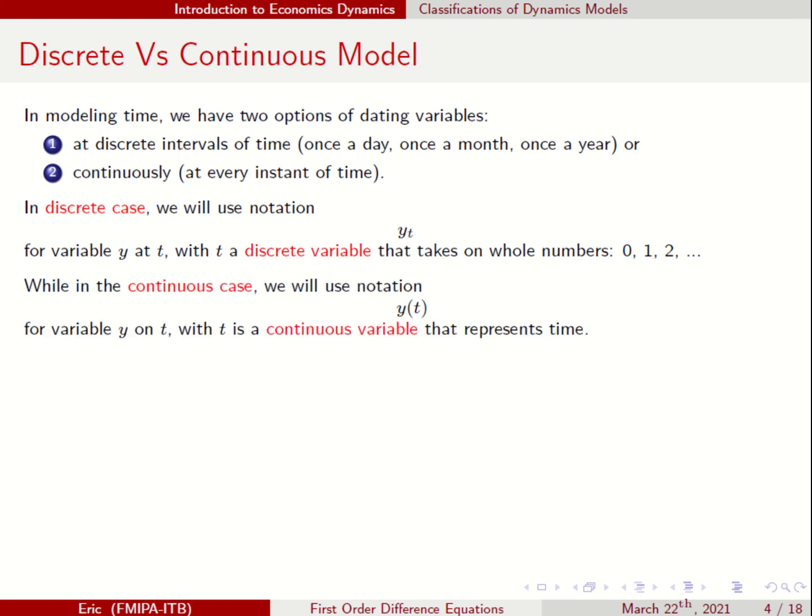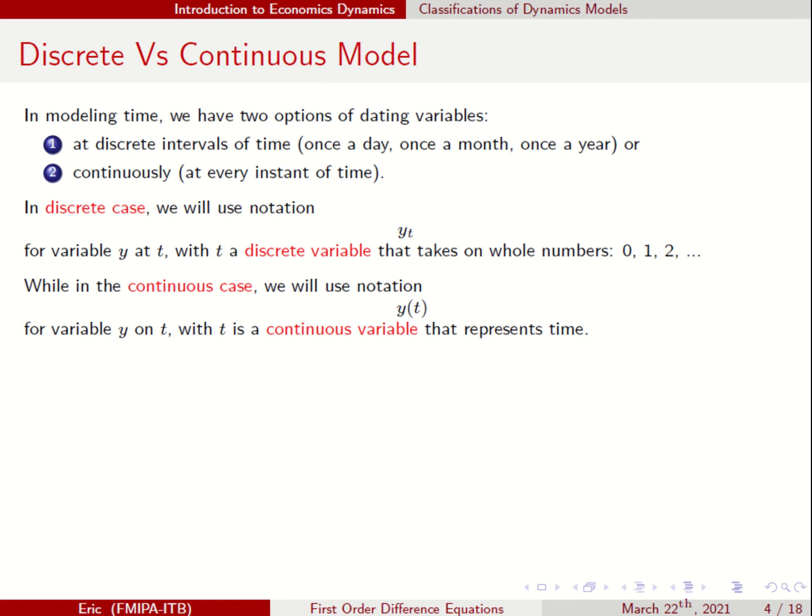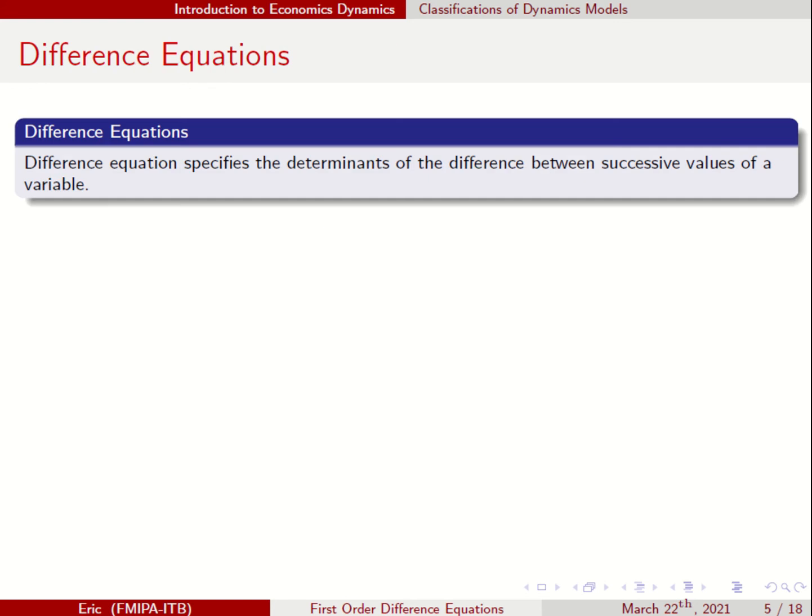When we are talking about the continuous case, continuous time, we use the notation y(t), where y is the variable and t is the time, a continuous variable that represents time. For the continuous case, we will talk about what we usually call differential equations, that is, derivatives. For the discrete case, we are going to talk about difference equations, that is, discrete differences. Difference equations specify the determinants of the difference between successive values of a variable.